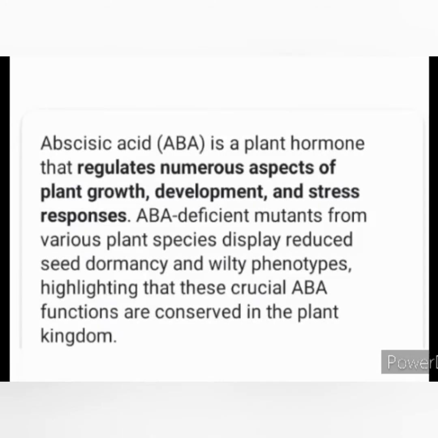The last one is abscisic acid. Abscisic acid or ABA is a plant hormone which regulates numerous aspects of plant growth, development, and stress responses. ABA deficient mutants from various plant species display reduced seed dormancy and wilty phenotypes, highlighting that these crucial ABA functions are conserved in the plant kingdom.